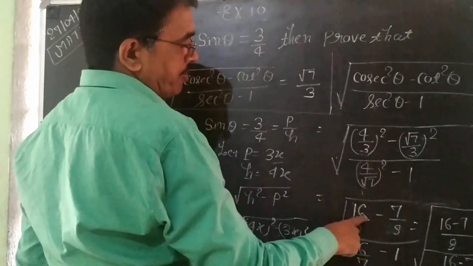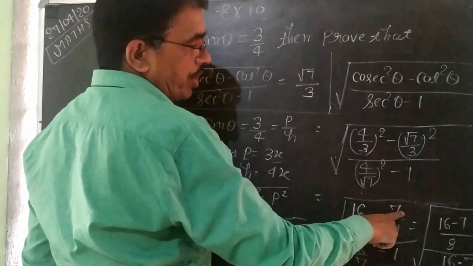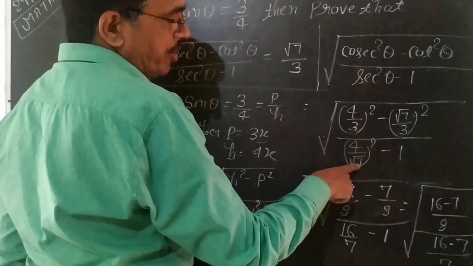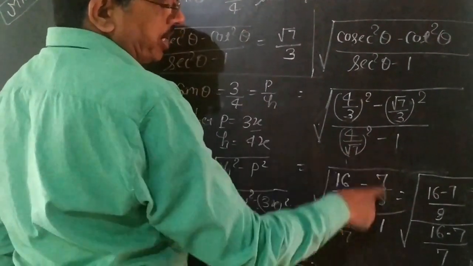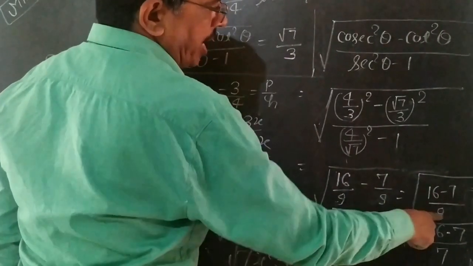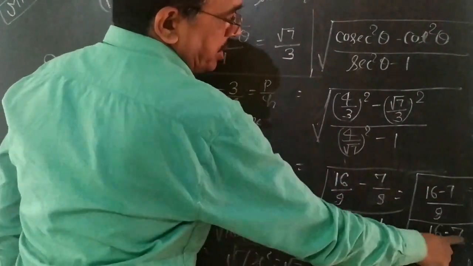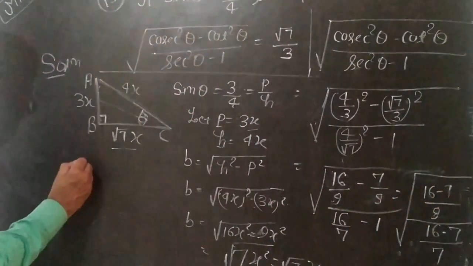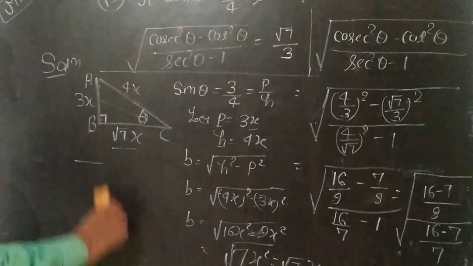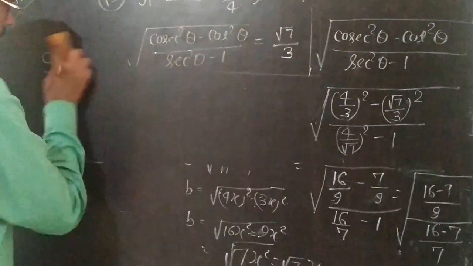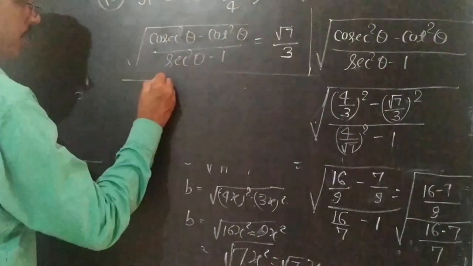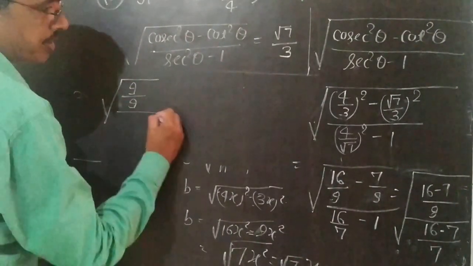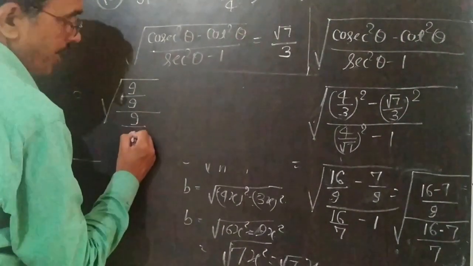Then it is 16 by 9. It is root 7, so it is only 7. It is 3, so it is 9. Similarly 4, then it is 16. You root 7, so it is only 7. Here it is minus 1. Then you take the LCM, 9. 16 minus 7, 16 minus 7 by 7. What you get here? Here is 16 minus 7, that is 9 by 9, and it is 9 by 7.